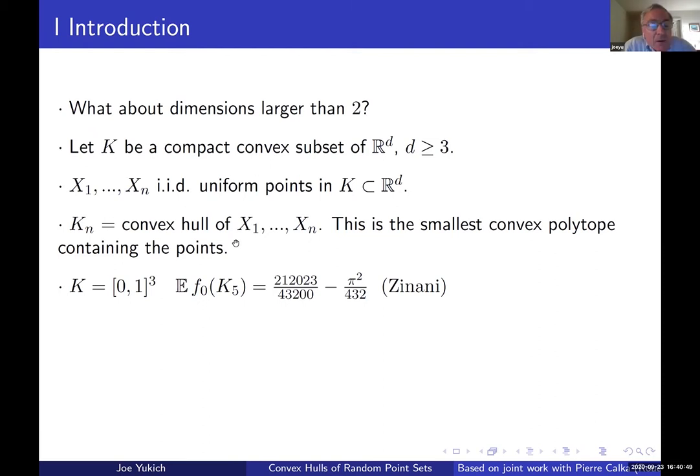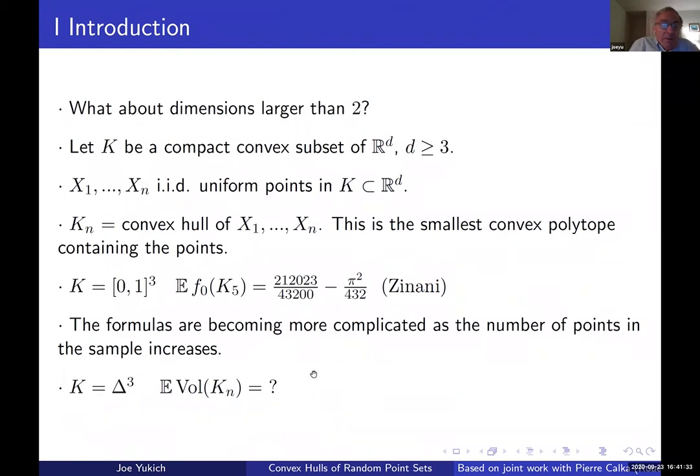If K is the unit cube, and if we put down 4 points in the unit cube, then the 4 points with probability 1 are already in convex position, and the number of vertices in the convex hull is with probability 1 equal to 4. So the only interesting number of points is when the number of points is at least 5. So let's start with putting 5 points uniformly at random in the cube and ask for the expected number of vertices in the convex hull. And you get the following answer.